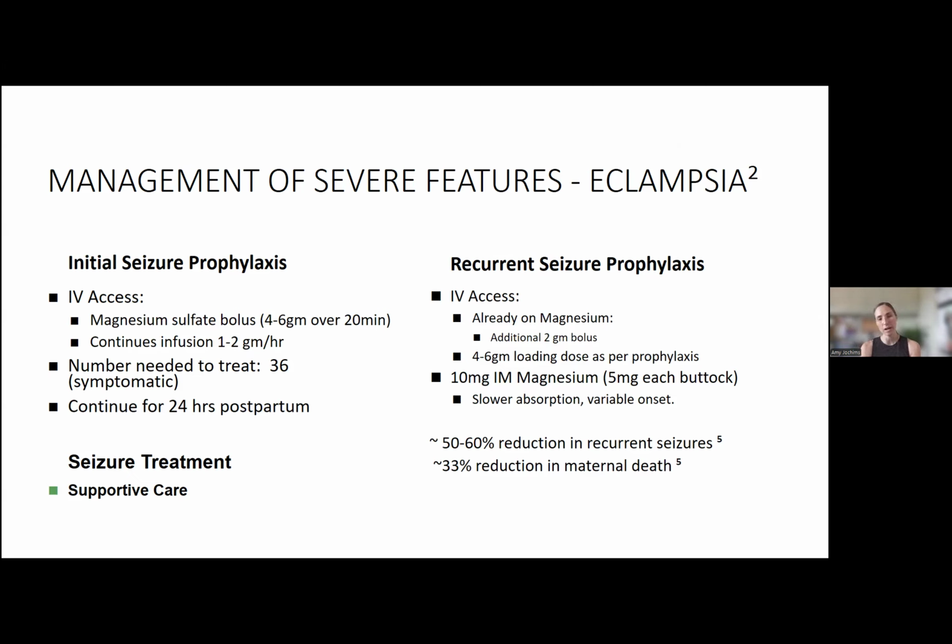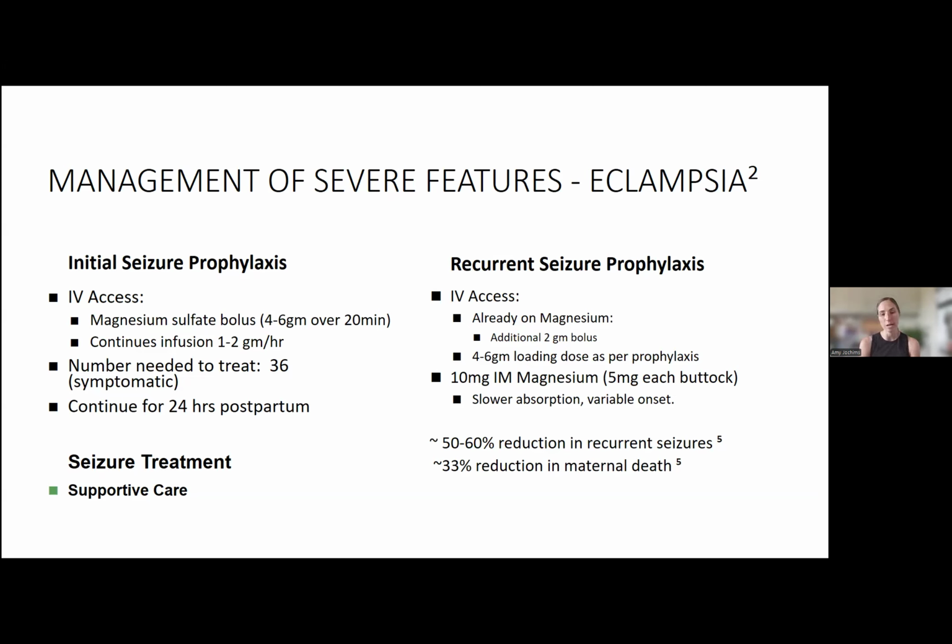So if they're already on magnesium and they're having a seizure, you can give an additional 2-gram IV bolus. Or if they have IV access and they have a seizure, so now it's kind of the ship has sailed for prevention of the first seizure, you can start that 4 to 6 gram loading dose. Magnesium does not treat seizures in preeclampsia. You're preventing additional seizures. So I think that's something really important to think about. When you give that magnesium, you're not essentially trying to stop the one that's happening. It should stop on its own. You're really trying to prevent it from happening again.